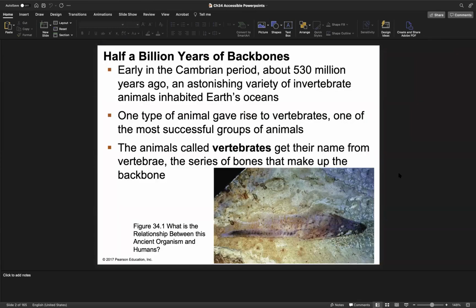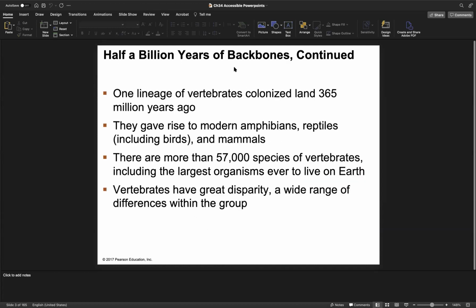And so it's all about the backbones, about half a billion years of backbones. Basically the early Cambrian period took place about 530 million years ago. There were lots of varieties of invertebrate animals on Earth during that Cambrian period. One of those types of animals gave rise to the vertebrates, and those vertebrates, of course, became a very successful group of animals. The vertebrates get their name from the fact that they have vertebrae, the bones that make up their backbone.